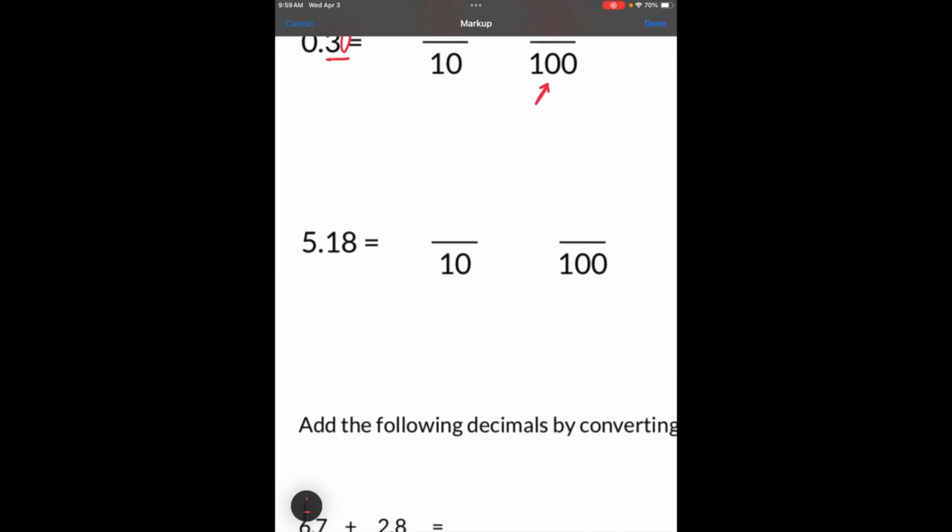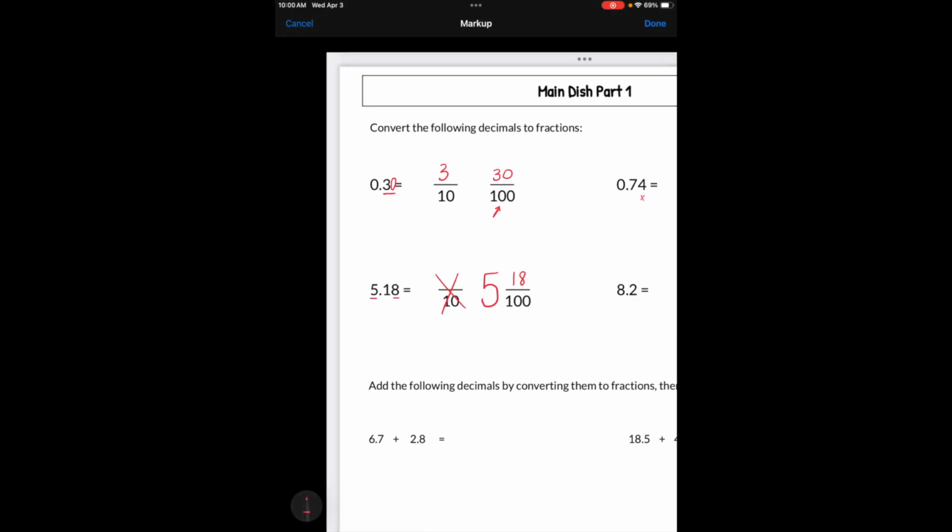5 and 18 hundredths. So this one ends in the hundredths, meaning I can't do the tenths. So to represent my whole number, I need to put a whole number in front of the fraction. And then 18 hundredths.